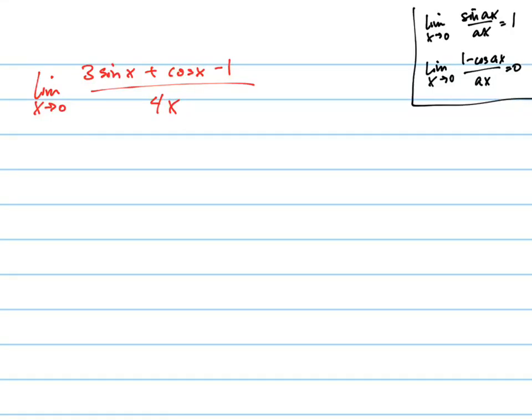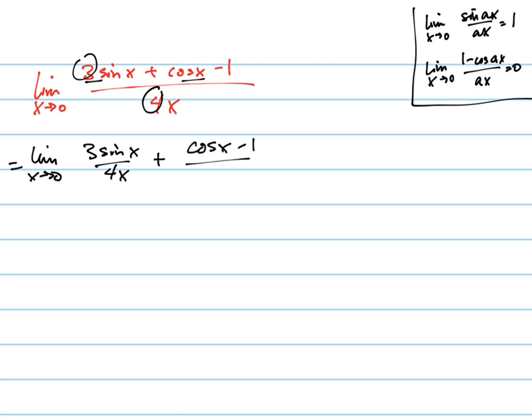For this trig limit problem, there's a mistake that a lot of people make. They think they can just factor a 3/4 out of here, but you can't do that because a 3 isn't in the top of the entire thing. So instead you have to rewrite this problem as the limit as x goes to 0 of 3 sine x over 4x plus cosine x minus 1 over 4x. In other words, distribute that to both of those like that.